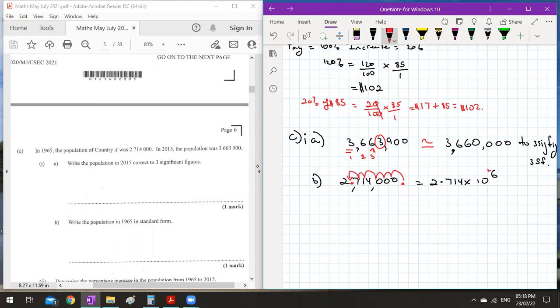If it was the other way around, let's say we had 0.002714, to get the decimal point here, 3 places, this would be 2.714 times 10 to the negative 3, because the original value is smaller than 1. So that's to explain how you get the positive and negative values.